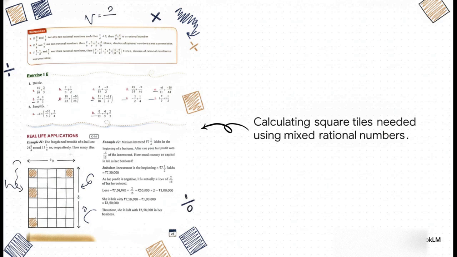By using that reciprocal trick we just talked about, flipping the fraction to multiply instead of dividing, you can find the exact number of tiles needed without ever touching a calculator. This is how math literally builds the world around us.